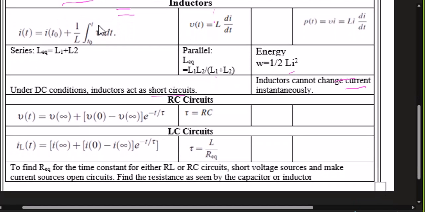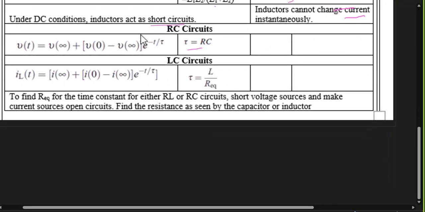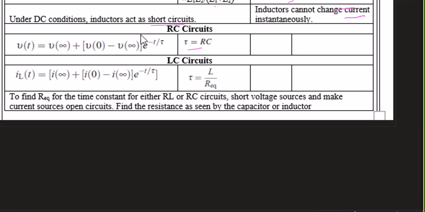These are the two equations that you'll use when you have to find a function for an RC or RL circuit. They're the same, just for capacitors you have V, and for inductors you have I, and the time constants are different. To find the R equivalent for the time constant, you're going to find R Thevenin, and you short voltage sources, and you make current sources open circuits, and you find the resistance as seen by the capacitor or the inductor. So that's your formula sheet, that's your basic concepts.